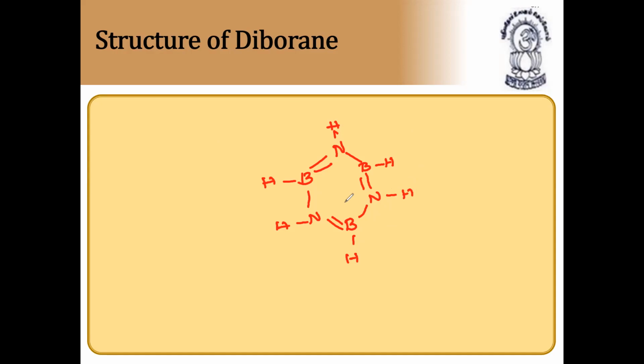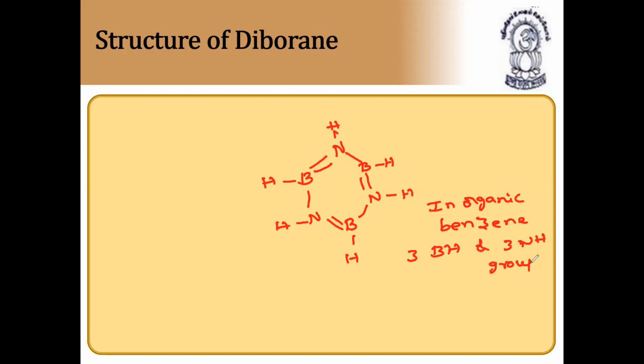So this is called what? Inorganic benzene. It represents benzene because it contains alternate double bonds. So it is called inorganic benzene with 3 BH and 3 NH groups.